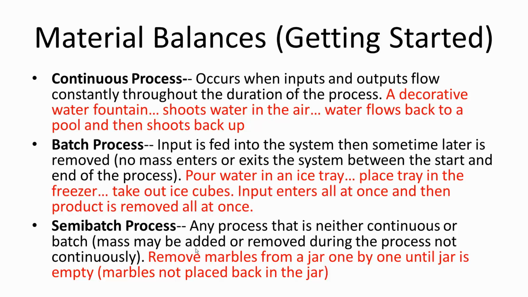Now, a semi-batch process is any process that is neither continuous nor batch. So mass may be added or removed during the process, unlike in a batch process. As an example, if you remove marbles from a jar one by one until the jar is empty, and the marbles are not placed back into the jar, this is an example of a semi-batch process.